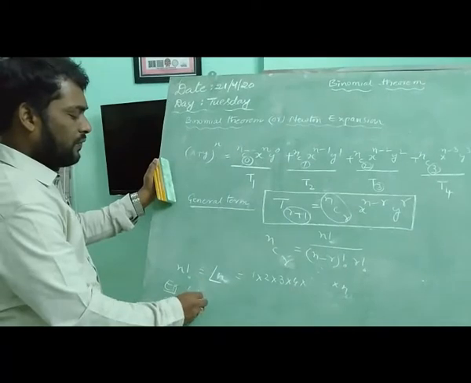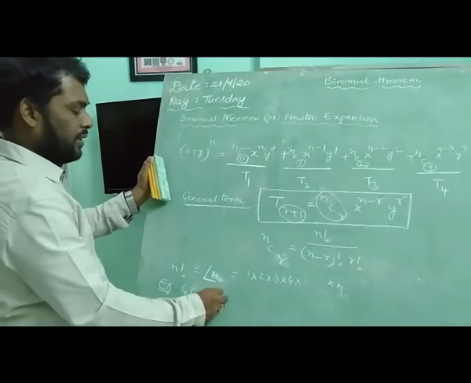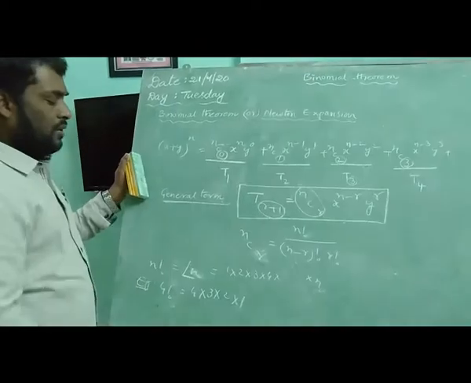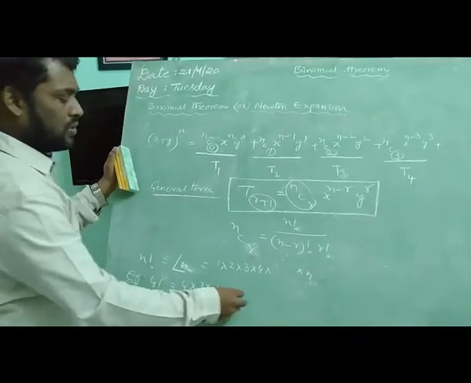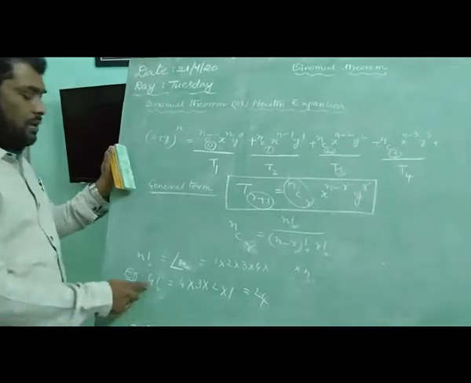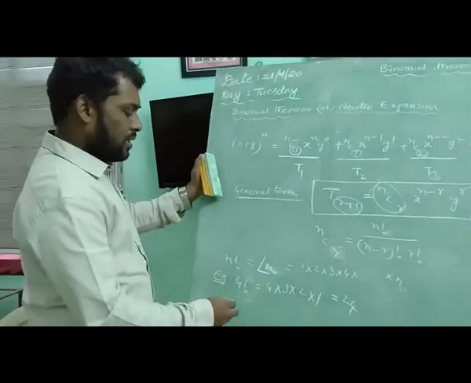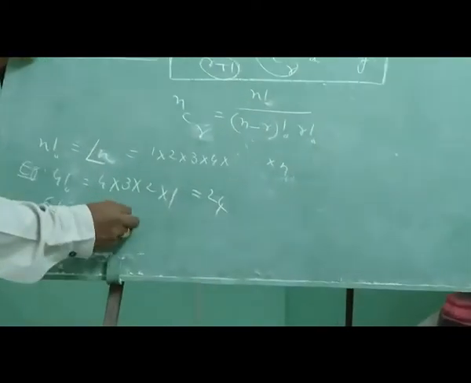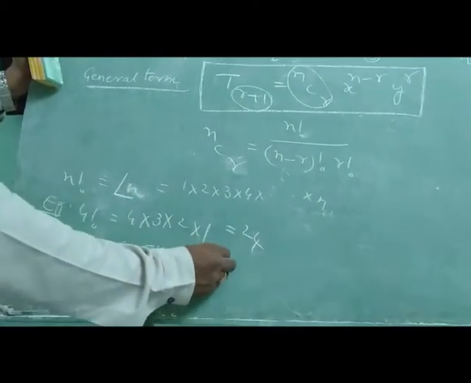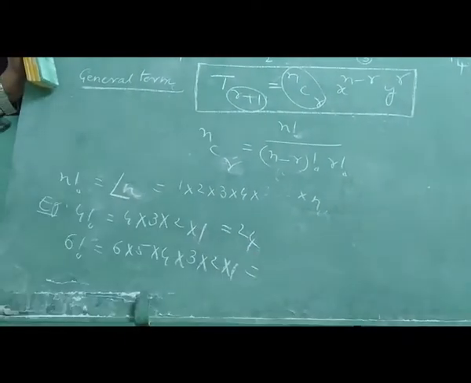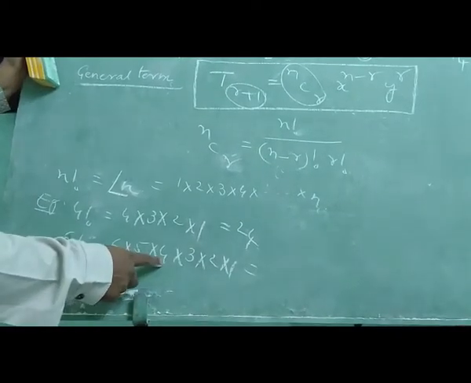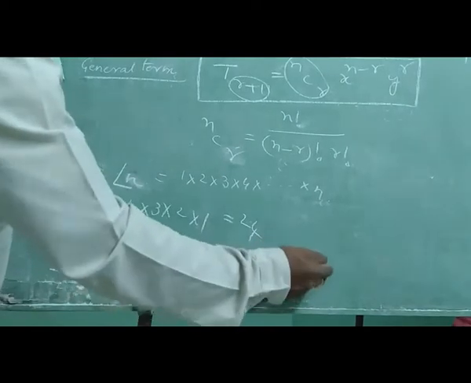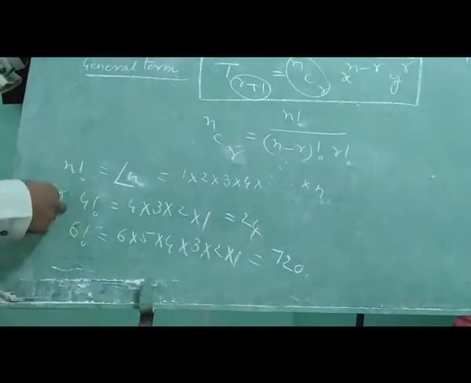What is the value of 4 factorial? 4 into 3 into 2 into 1. 4 3s are 12, 12 2s are 24. So the value of 4 factorial is 24. Now tell me the value of 6 factorial. 6 into 5 into 4 into 3 into 2 into 1. 6 5s are 30, 30 4s are 120, 120 into 6, 720. So like this you can find factorials.